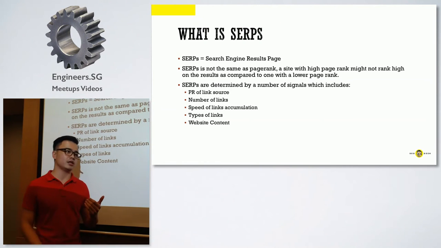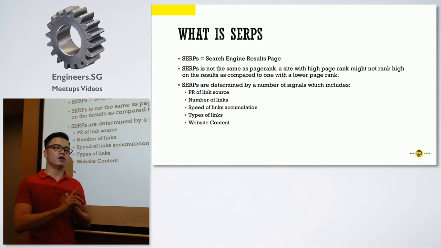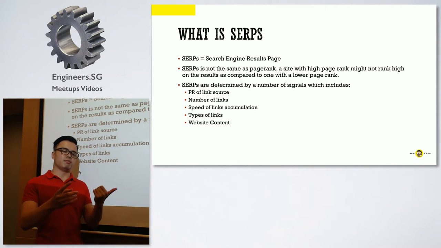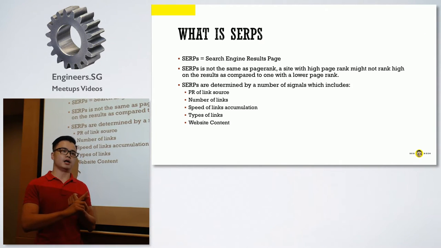The type of links that you get, okay? So later on, I'll share with you what the different types of links are, but just a quick understanding, when you build a blog, for example, a WordPress blog, a blogspot blog, that's what I call blog links.